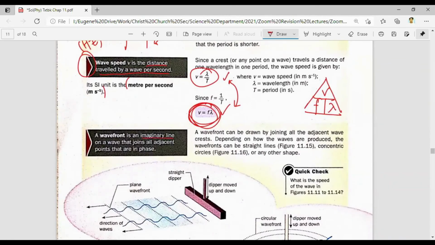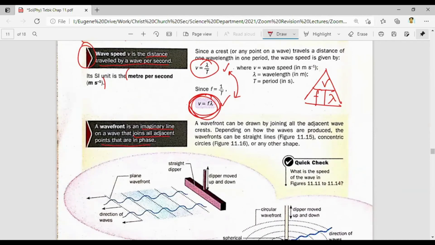Now, the last term introduced in waves is what we call the wavefront. It is an imaginary line. It's not a real thing, it's an imaginary line that is drawn that joins all adjacent points that are in phase. What do I mean? When this dipper goes up and down, it produces many waves going from this side all the way to the other side. If I take the first crest of this wave and the first crest of the second wave, and draw a line joining them up, then the third crest, and the fourth crest, I join them up together.